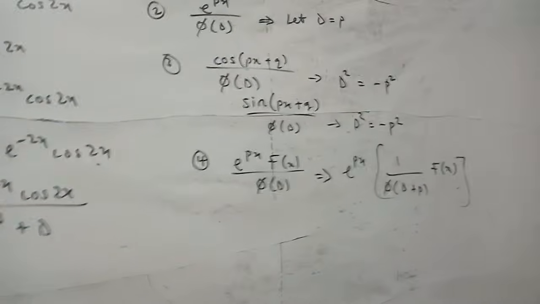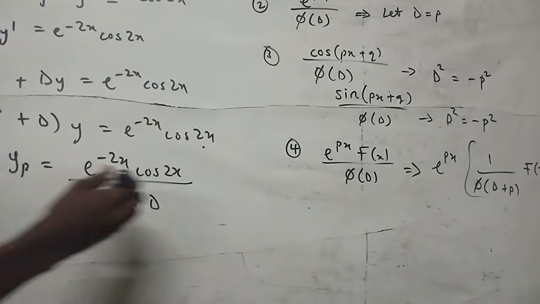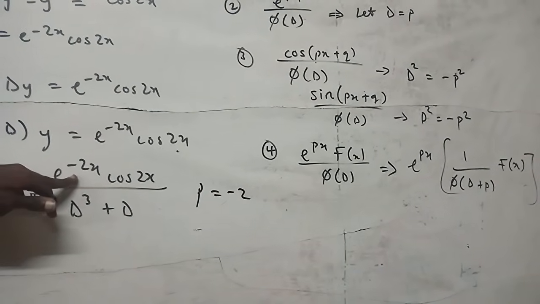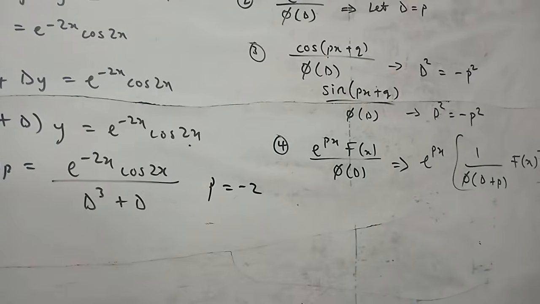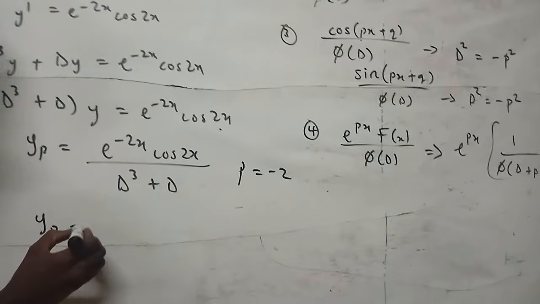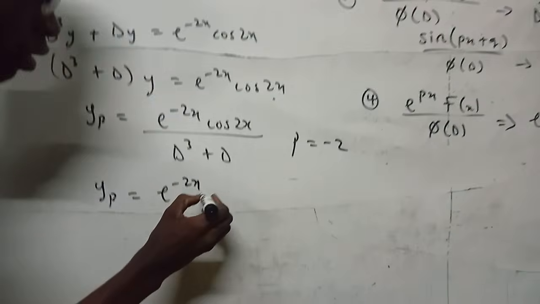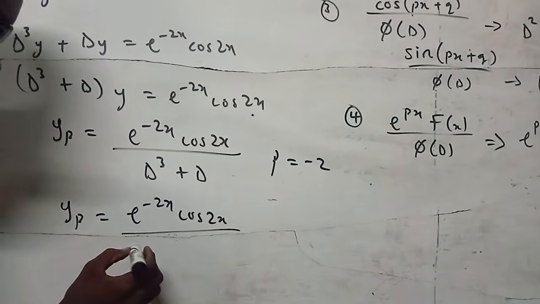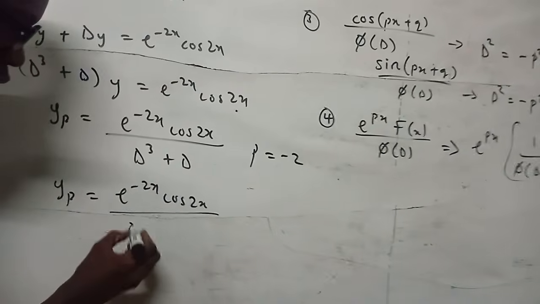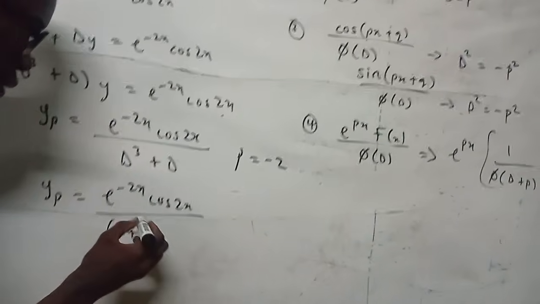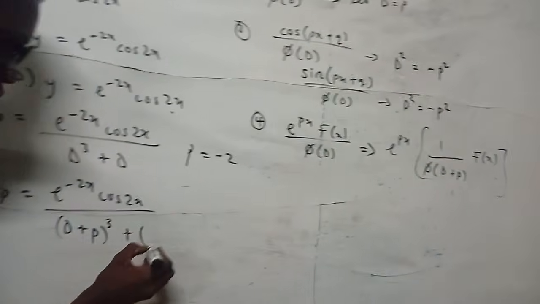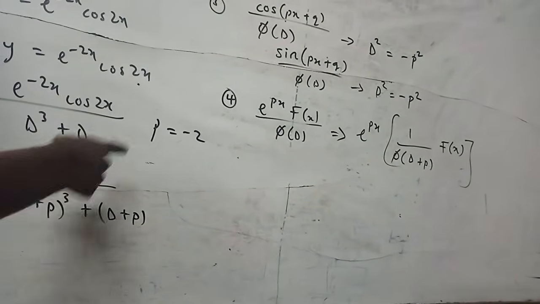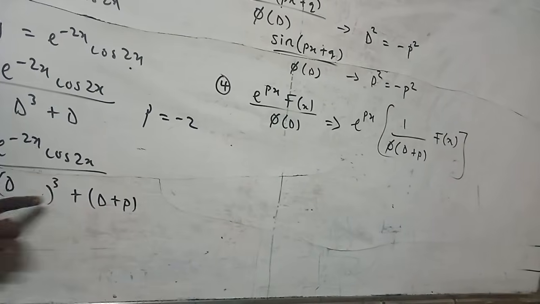Now let's use this one to do the example. So here our p equals what? Equals minus 2. This one, e raised to power px. So it means our y particular equals e to the minus 2x cos 2x over, instead of writing d, we write d plus p. Now our p is what? Minus 2. So I can replace this plus p with minus 2.